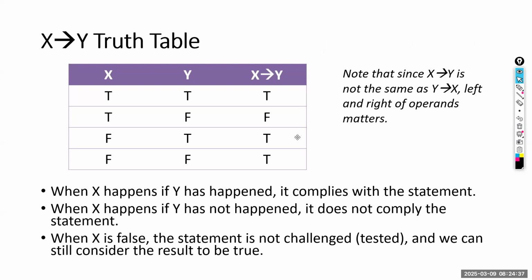X implies y: if x equals false and y equals false, how is the output true? That is the question, right? So the simple answer is, when someone says when x then y, what he says is when x happens, y happens. When I say when x happens, y happens, do I need to care about what happens when x does not happen?